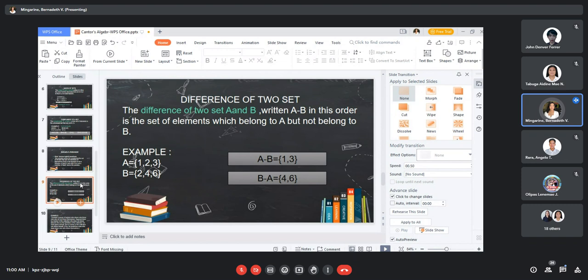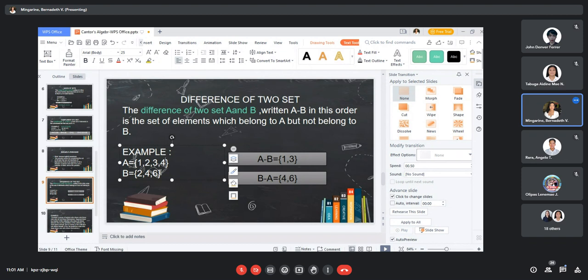Difference of two sets. The difference of two sets A and B, written A minus B in this order, is the set of elements which belong to A but do not belong to B. Kapag sinabi nating difference, ibig sabihin nito kung ano yung nasa set na tatanggalin mo, babawasan mo. Halimbawa, A is equal to 1, 2, 3, 4, 5, and B is 2, 3, 5.